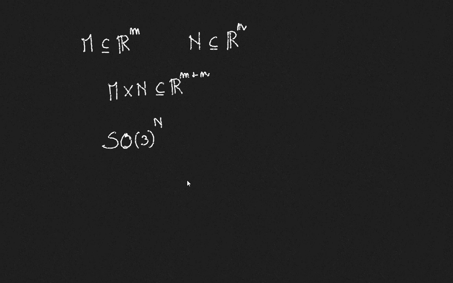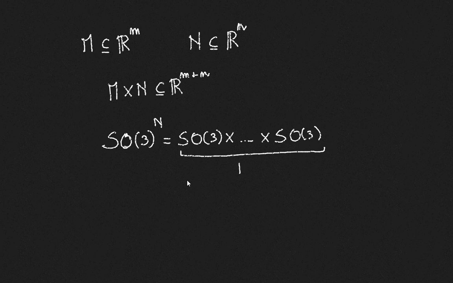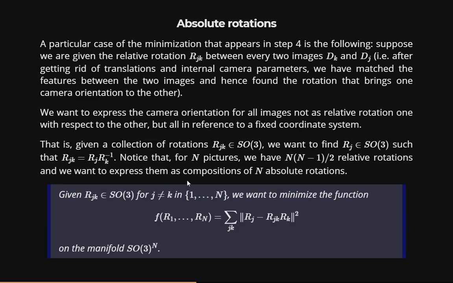So SO(3)^n just means the product of SO(3) with itself n times. By the way, I don't know if I said that, but this is just the rotations of R^3. So the matrices are the rotations of R^3.